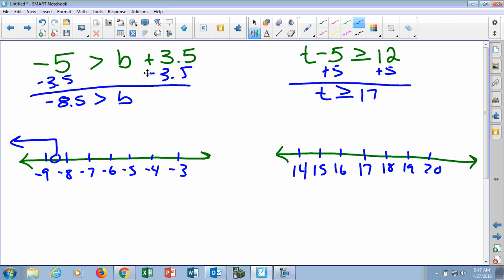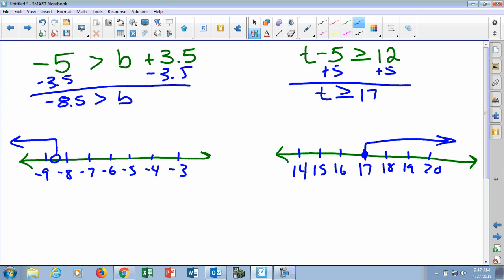Okay. At 17, what kind of circle, Sophia? Closed, because it's equal to. And then t is greater than or equal to 17. Which direction am I going, right or left? Remember, any number is greater than or equal to 17. So think of numbers bigger than 17. 18, 19. So we have to go to the right.